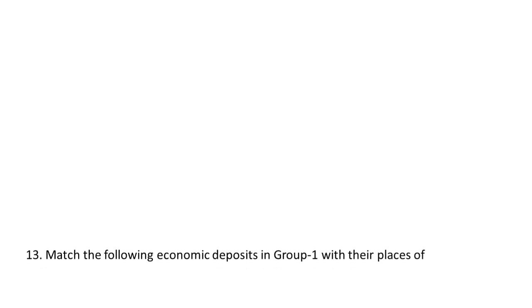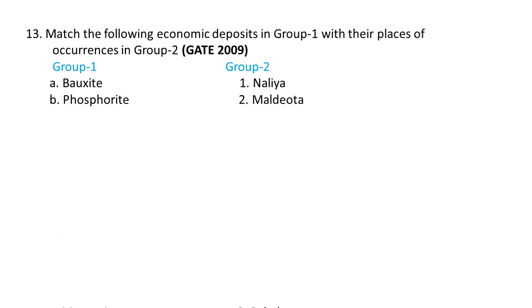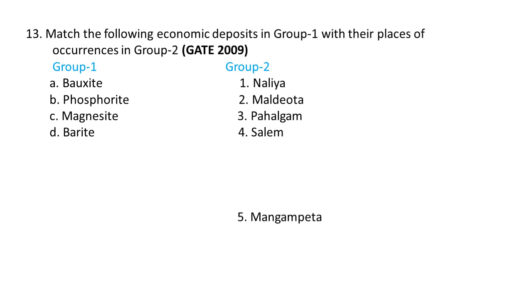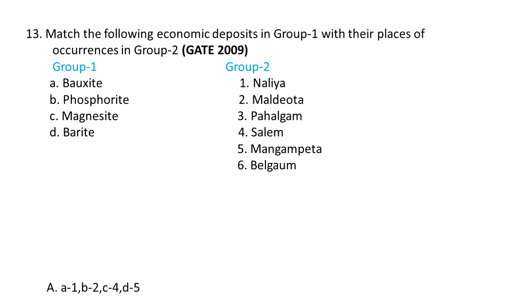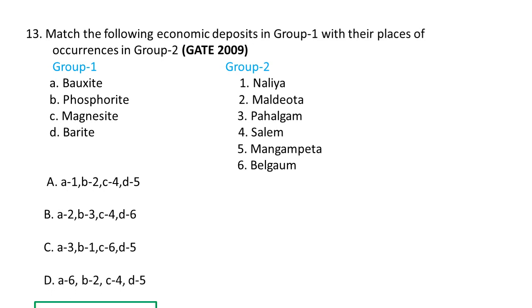Next question. Match the following mineral deposits in group 1 with their places of occurrence in group 2. In group 1, bauxite, phosphorite, magnesite, barite are given. And in group 2, Nalia, Maldiota, Pahalgam, Salem, Mangampeta are given, and also Belgaum. The options given are A, A1, B2, C4, D5, B, A2, B3, C4 and D6, C, A3, B1, C6, D5, and D, A6, B2, C4 and D5.